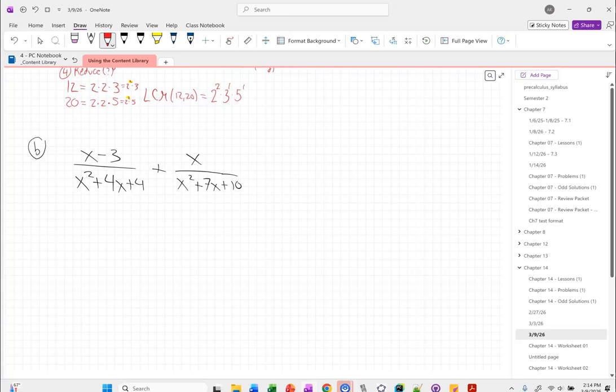Everybody's okay? I'm gonna start by factoring. Only the denominators though, I don't care about the numerators. Only to possibly check if there's any reducing to do. But if there's reducing that you could do before you have to add or subtract, that's a pretty poorly designed problem. How do I factor x squared plus 4x plus 4?